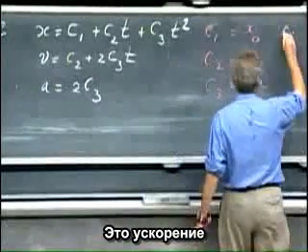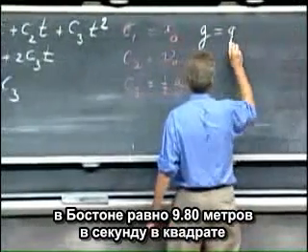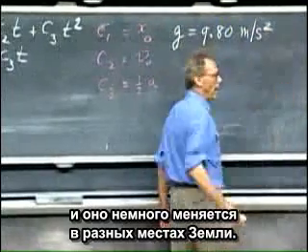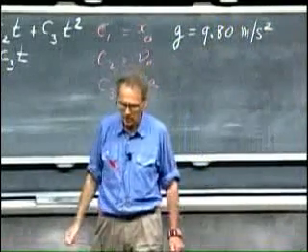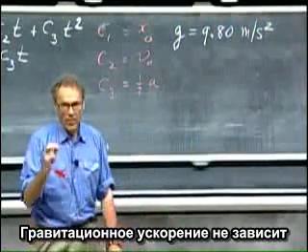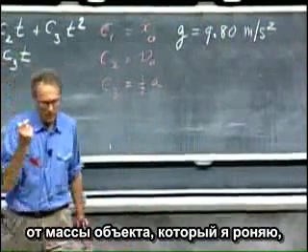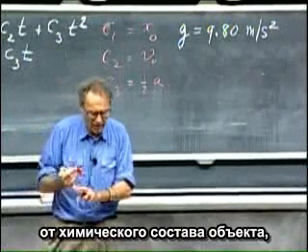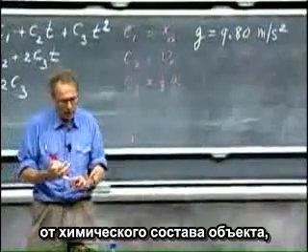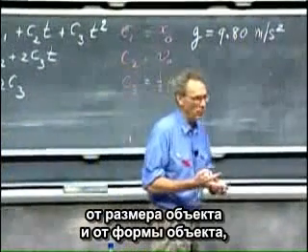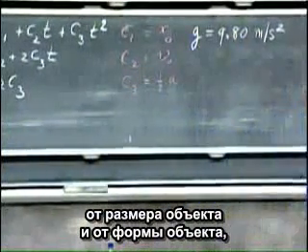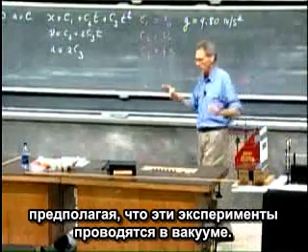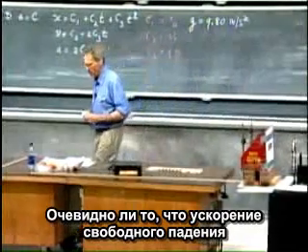And that g, gravitational acceleration, in Boston is 9.80 meters per second squared. And it varies a little bit for different places on Earth. This gravitational acceleration is independent of the mass of the object that I drop, of the speed of the object, of the chemical composition of the object, of the size of the object, and of the shape of the object, assuming that we have no air drag, assuming that these experiments are done in vacuum.